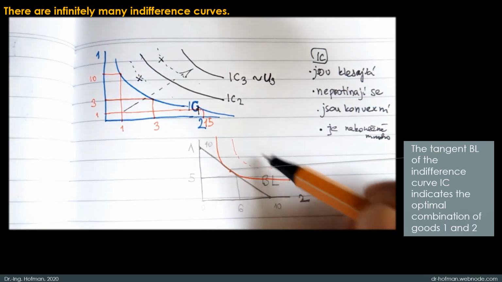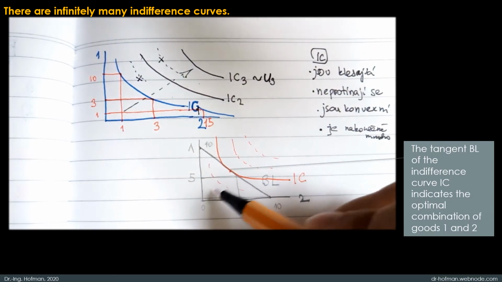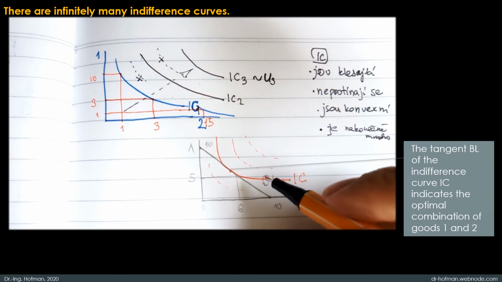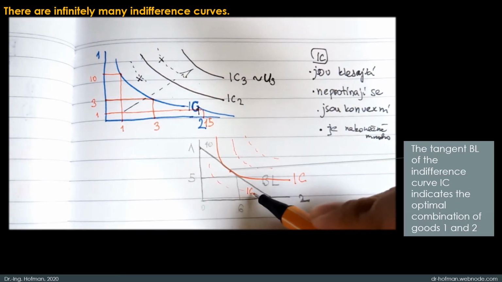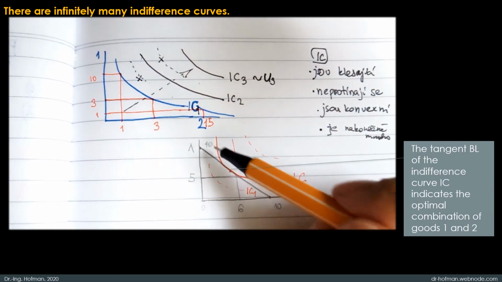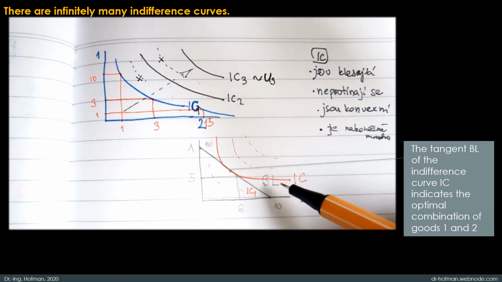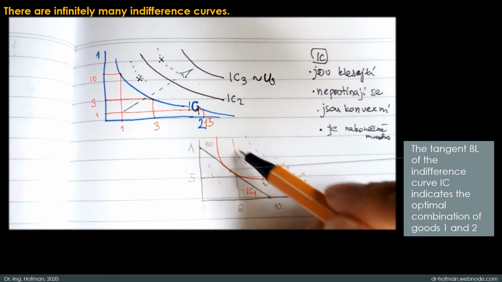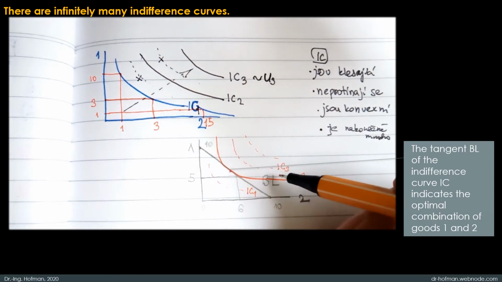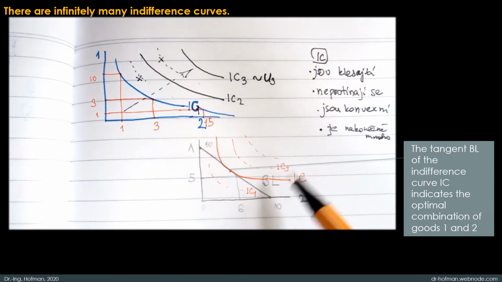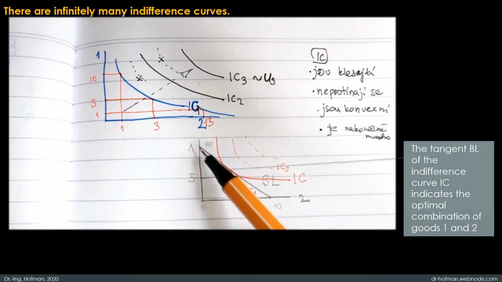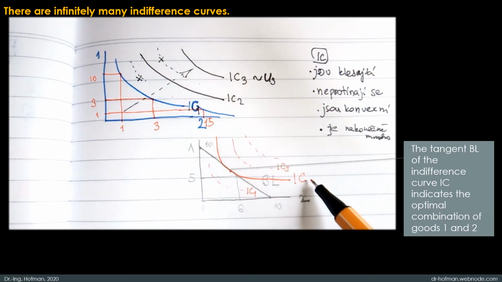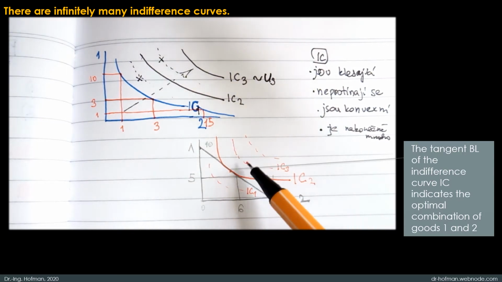Consumer can choose IC1, it lies under the BL, but it's irrational because he has money for more. He can't choose IC3 because it lies above the budget line. The consumer has no money for it. Only the tangent of the BL and the indifference curve IC indicates the optimal combination of goods 1 and 2, where the consumer maximizes his utility.